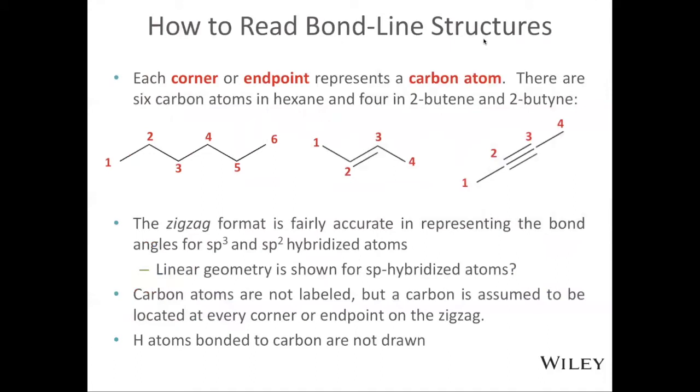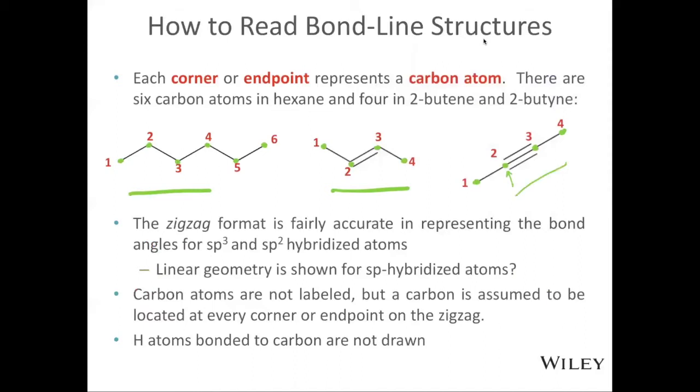So first of all, each corner or end is a carbon. So as we walk along this line bond structure, we can see that there are 6 carbons. In this molecule over here, we see that there are 4 carbons. And over here, we also have 4 carbons. And for a double bond, the corner looks similar to that of the single bonds. And for the triple bond here, because we know that that's linear, we're going to have to look at this intersection as a carbon as well. The zigzag format shown here and here is very typical for representing sp3 and sp2 hybridized atoms in a carbon molecule, and then the linear geometry shown here in our alkyne.